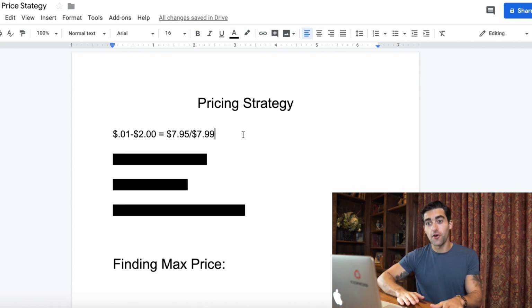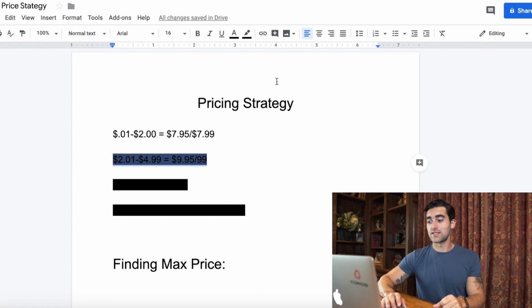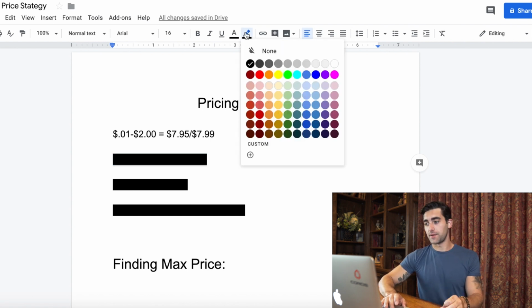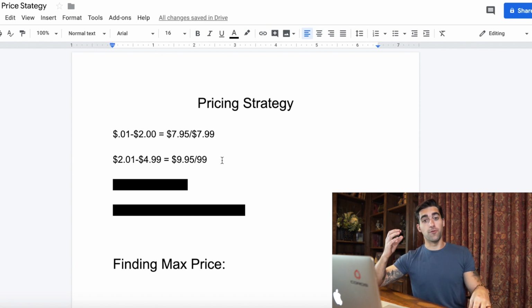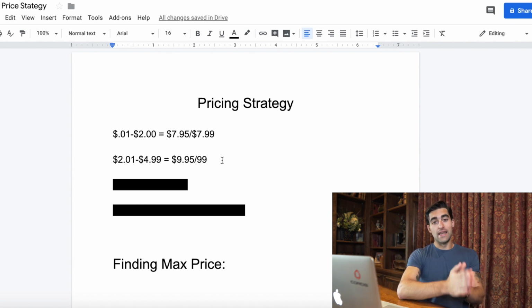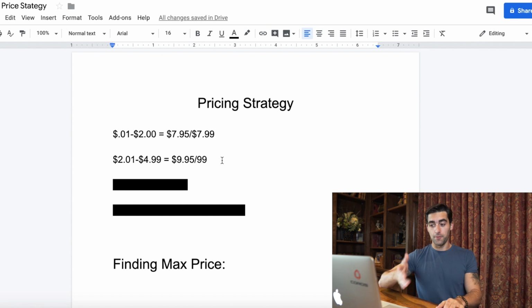It doesn't take long at all, but you need to start with the right pricing strategy. So between 1 cent and $2, $7.95 or $7.99, depending on the ending you like. If it's between $2 and $4.99, that's where $9.95, $9.99. Keep in mind, you're going to be able to raise this price.